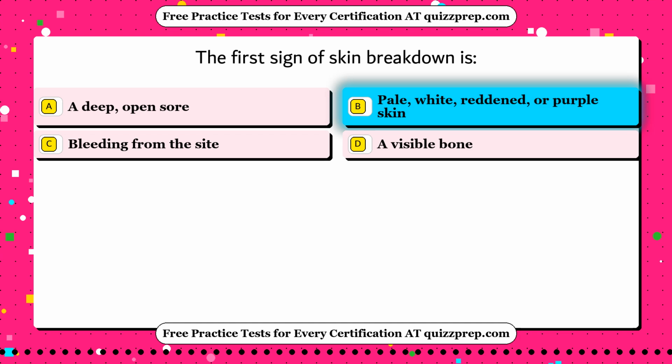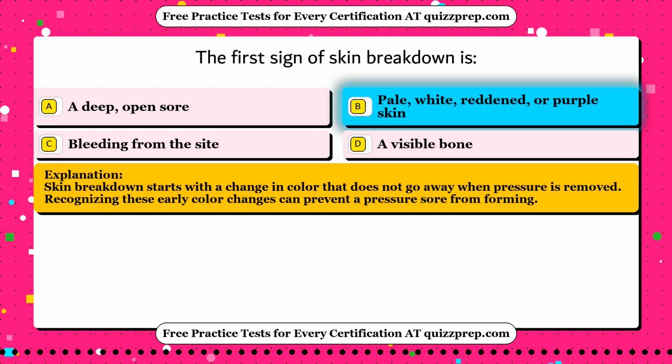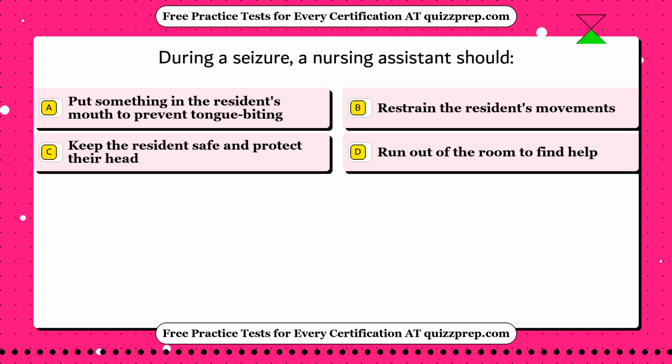The correct answer is option B. Pale, white, reddened, or purple skin. Skin breakdown starts with a change in color that does not go away when pressure is removed. Recognizing these early color changes can prevent a pressure sore from forming. Question 34. During a seizure, a nursing assistant should: Option A.